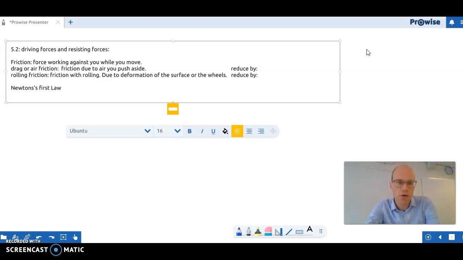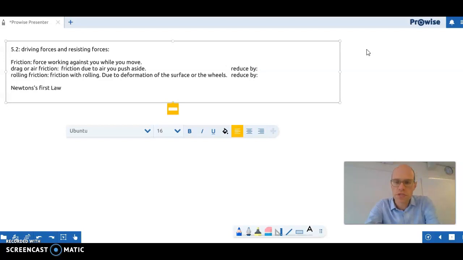And here on Earth it's different. We go slower. Basically, friction is the force working against you while moving. In Dutch it is weerstandskracht. We have drag or air friction, because you need to push air aside. That takes effort, so that's a force of the air on you, which slows you down. You also have rolling friction. That's friction because something is rolling, wheels are rolling, and that's due to deformation of the surface or the wheels. And it's a good idea to try to reduce that.